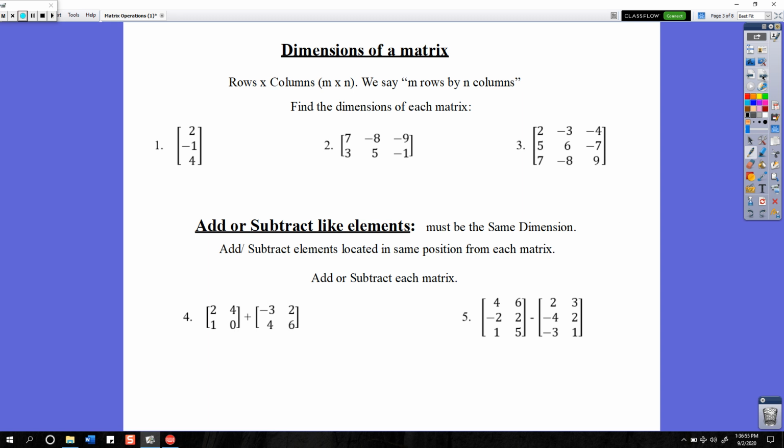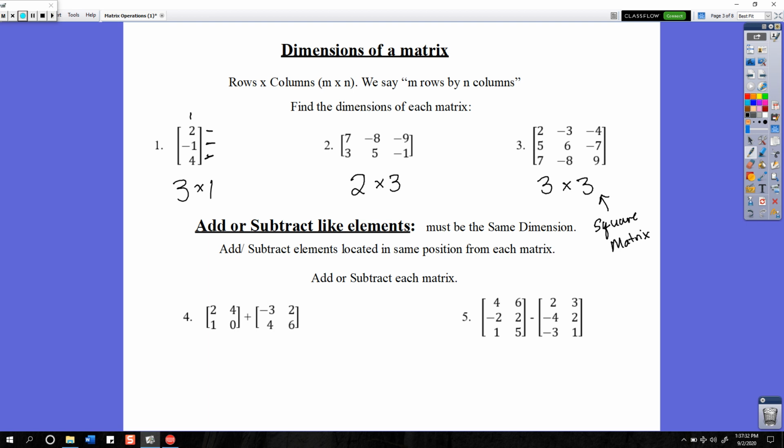Looking at problem 1, I see that I have 3 rows and 1 column, so that is a 3 by 1 matrix. Example 2, I have 2 rows and 3 columns. And the last one, I have 3 rows and 3 columns, so 3 by 3. When the numbers are the same, we call that a square matrix.